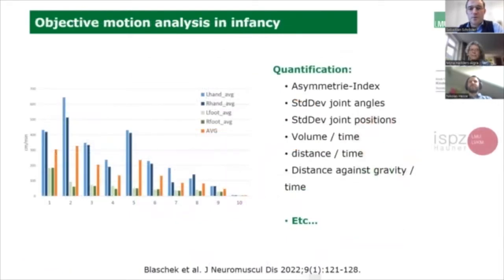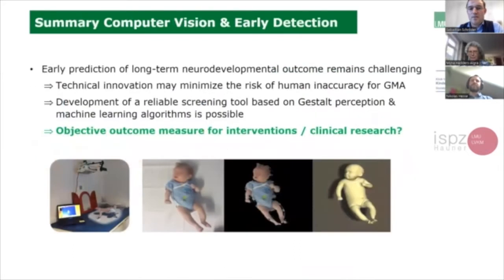We can also use the motion data that we are capturing to look at other parameters that could be interesting for science. So we could look for asymmetry indices, we could look for joint angles and joint positions. We could look at distance traveled against gravity or across time in the whole volume around the infant, and many other things that we can look at. So this is still, of course, things to be developed, but this is where we are looking at the moment.